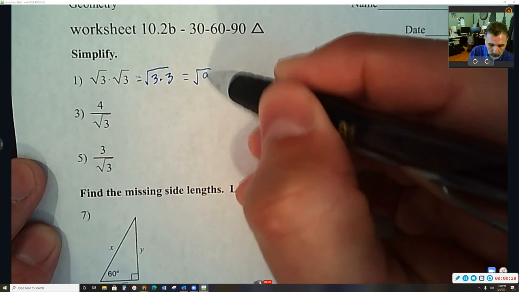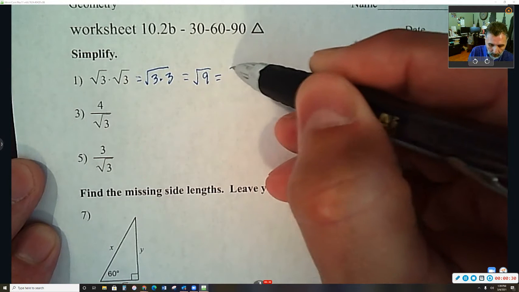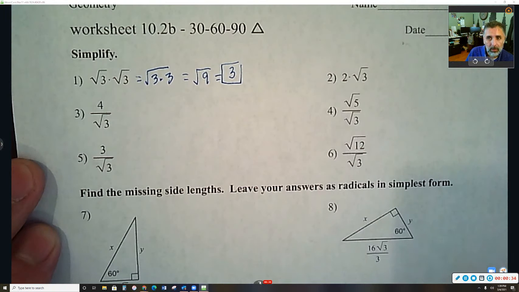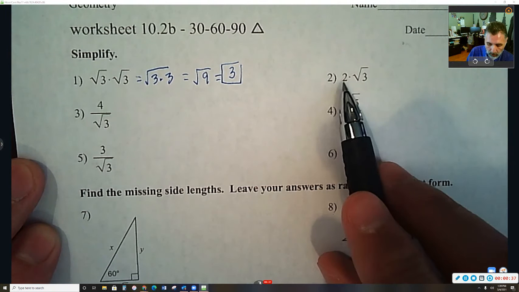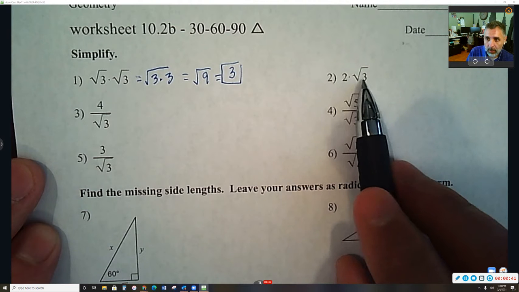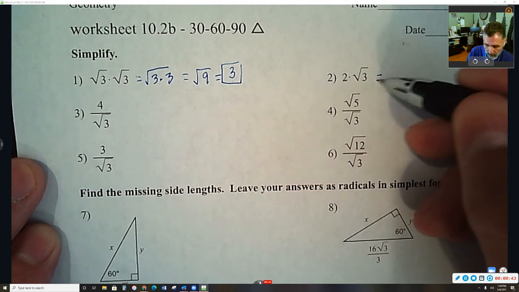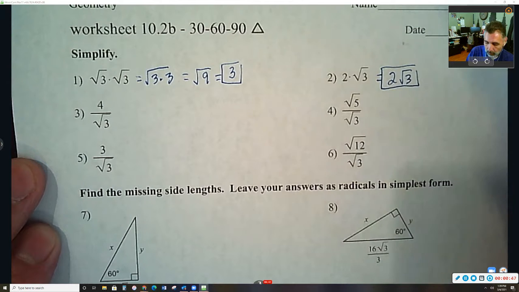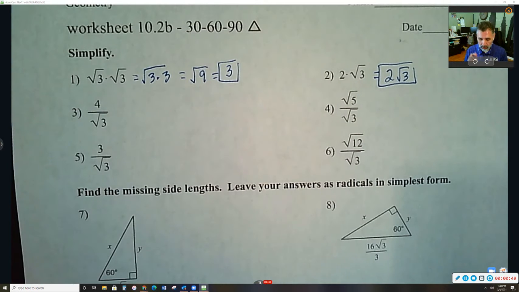And then you can multiply them. And then we all know the square root of 9 is 3. Okay, so that's how that guy simplifies. Number 2, 2 times the square root of 3. You cannot bring that 2 underneath the square root. And actually, there's nothing we can do with that guy. It just stays the same. 2 times the square root of 3.